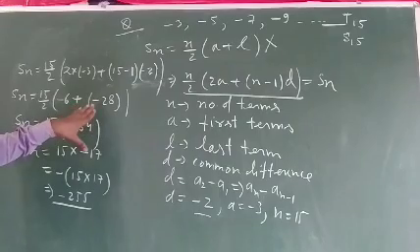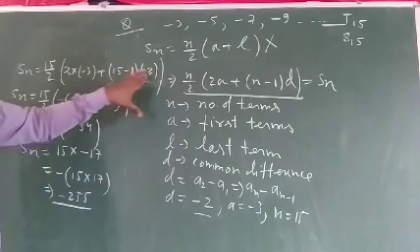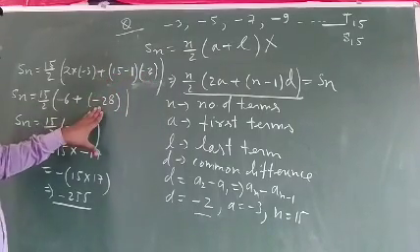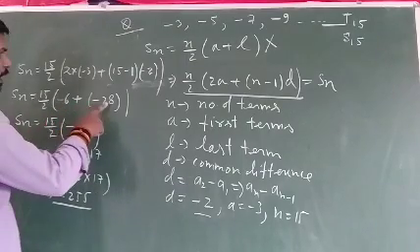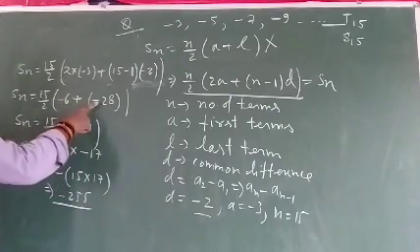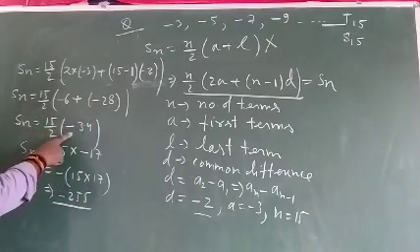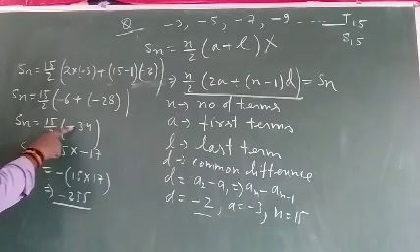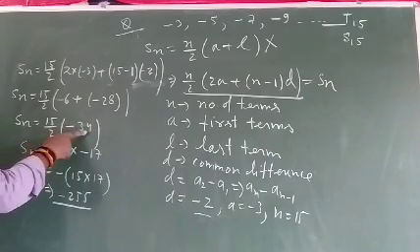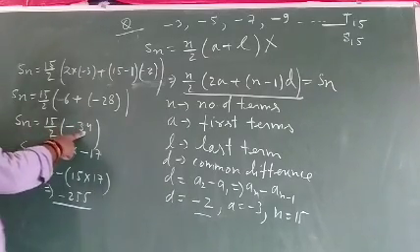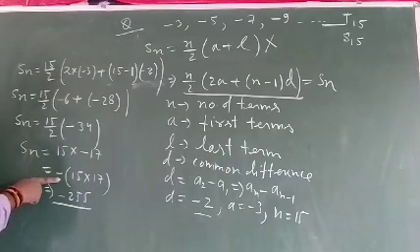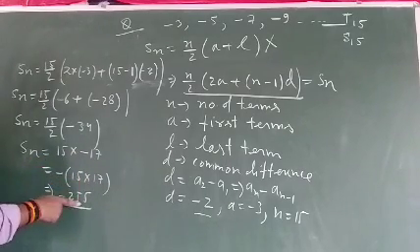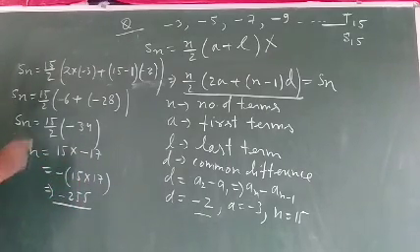15 minus 1, you can say 14, and 14 into minus 2 is minus 28, and minus 6. So minus 6 and minus 28, that is minus 34, and 15 by 2 into minus 34 can be simplified. 2 into 17 times we get 34. So 15 into minus 17, minus can be taken out. 15 into 17 will be calculated as 255.